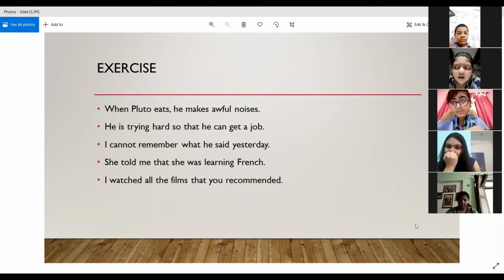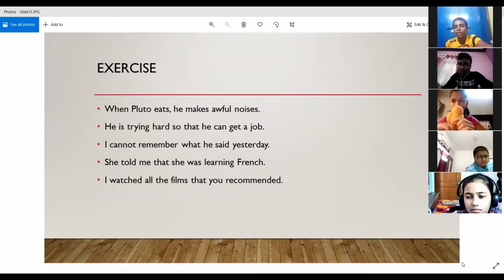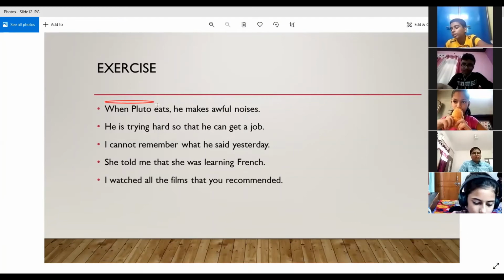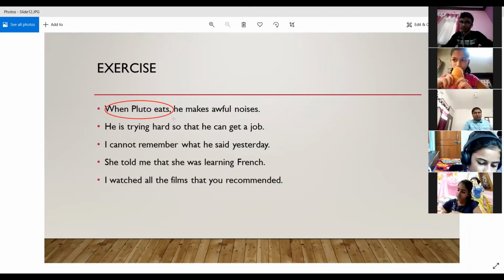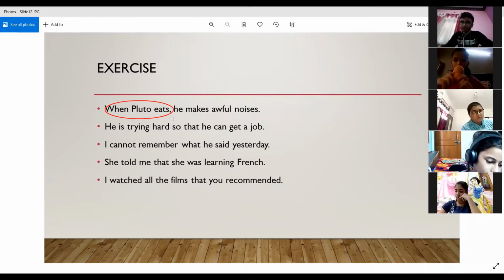Aryan, yes. Sir, "when Pluto eats" is an adverb clause. Okay, what is the reason why "when Pluto eats" is the adverb clause? Sir, it is telling the time. Yes, it is telling the time when he makes awful noises. So the time is when Pluto eats.